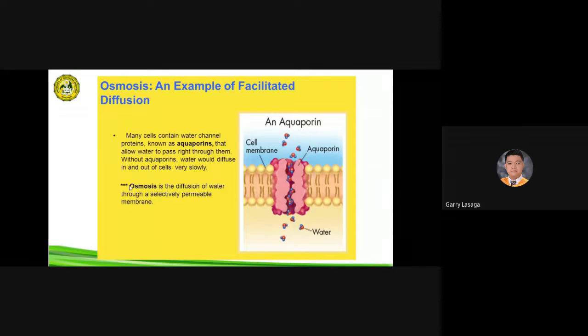So when we say osmosis, that is the diffusion of water through a selectively permeable membrane. Since osmosis is the movement of water, and water is a polar molecule, water needs a transport protein in the form of an aquaporin.